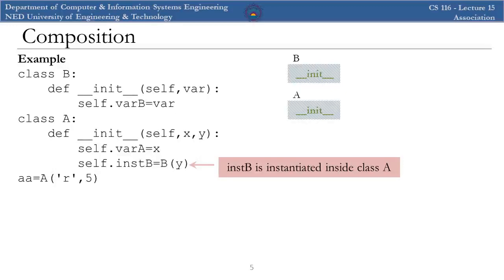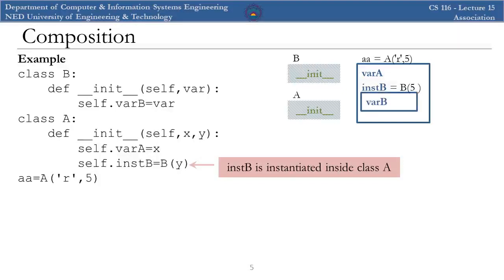And when you instantiate this object AA, a separate namespace will be created for A. Now, this namespace will contain all the instance attributes. So variable A is an instance attribute, and this is the second instance attribute, instb. Now, this instb is initializing an object of class B type, and since that has been initialized within the namespace of A, you see I have shown that namespace within A's namespace. So this is composition. That means that class B's object is part of class A's object and it lies within class A.